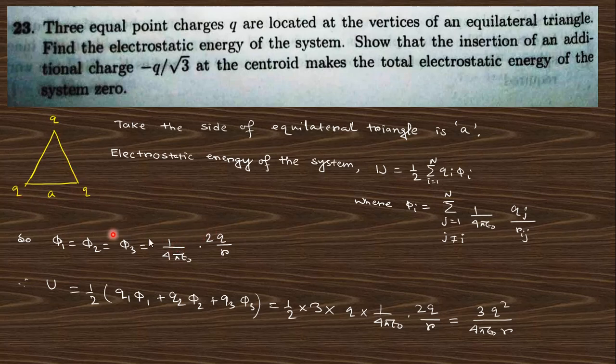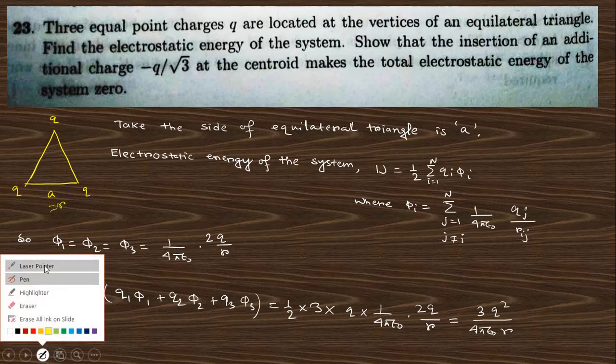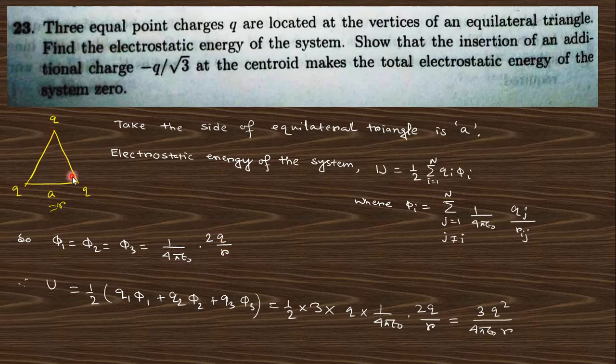That's why it is 1 by 4 pi epsilon naught, q by r. Actually we take the side a as r, so a equals r. There are two charges, that's why 2q by r, and the energy will be the summation of this: q1 phi 1, q2 phi 2, and so on. So half times 3q times 1 by 4 pi epsilon naught times 2q by r. Finally you get the energy of this system, right?